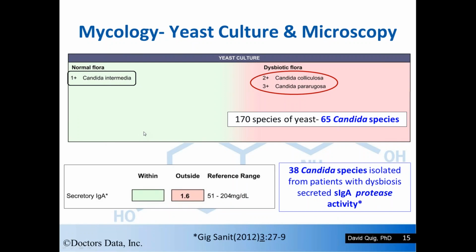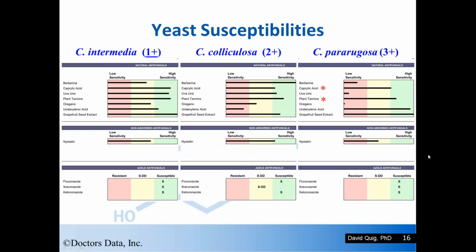Now, when you see candida overgrowth, it's not unusual to see very low levels of secretory IgA, and that's because in the published research, 38 different candida species isolated from patients with dysbiosis, the candida species were actually shown to secrete, again, a secretory IgA specific protease activity. So the yeast themselves have their own quiver of weapons, one of which is to tear down our primary humoral immune defense, that is secretory IgA.